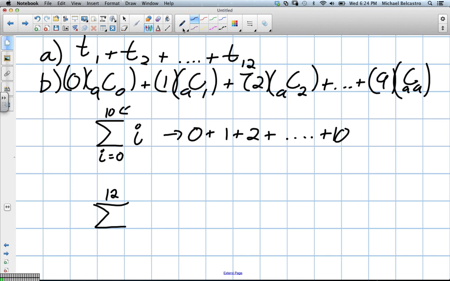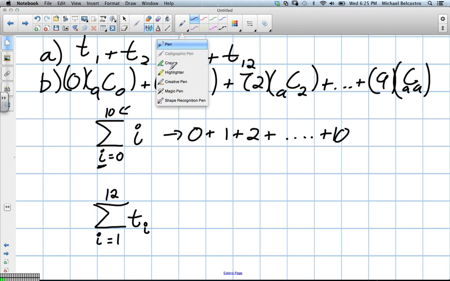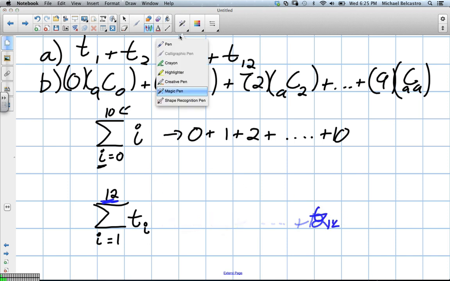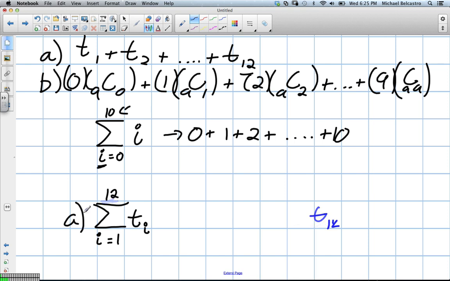Essentially our expression is t, and we could write it with i or k, whatever variable we'd like to have. So let's go with t sub i. And i, in this case, starts at what value? 1. That's right, when i is equal to 1. So we start at term 1, and we're going to be adding term 2 plus term 3 all the way up to term 12, T12. So that's how we could sum up our very first one, part A.